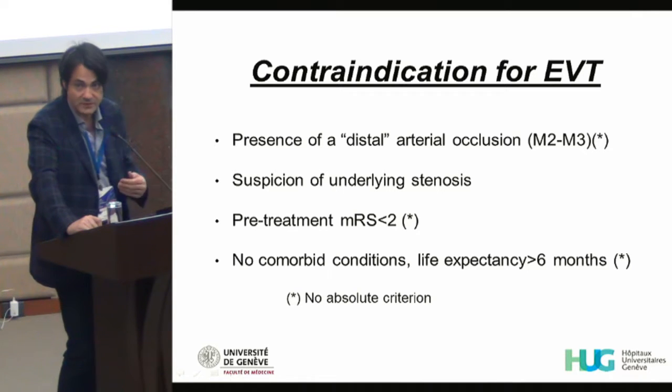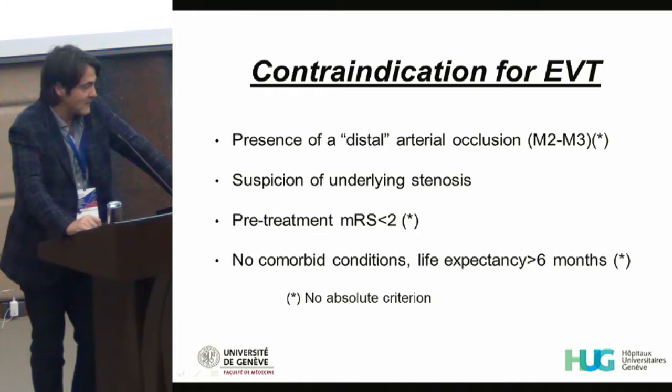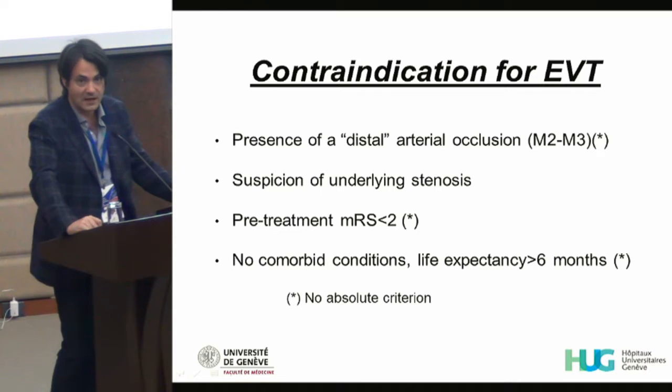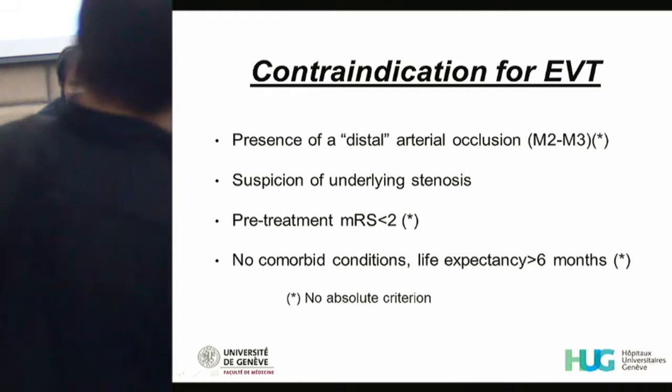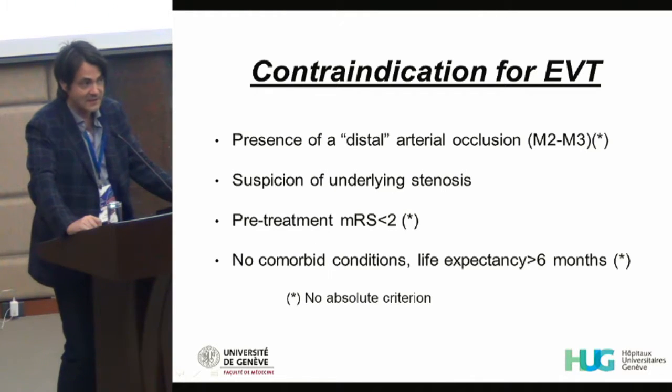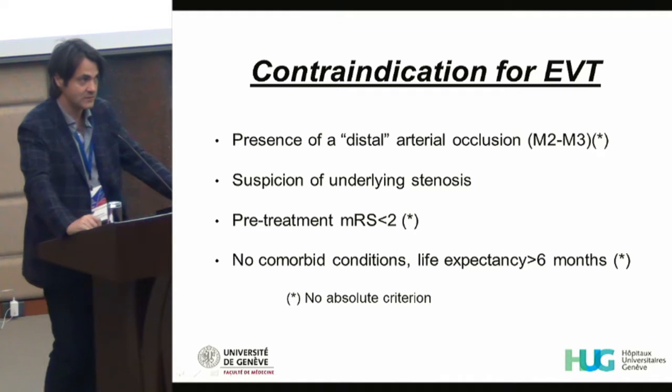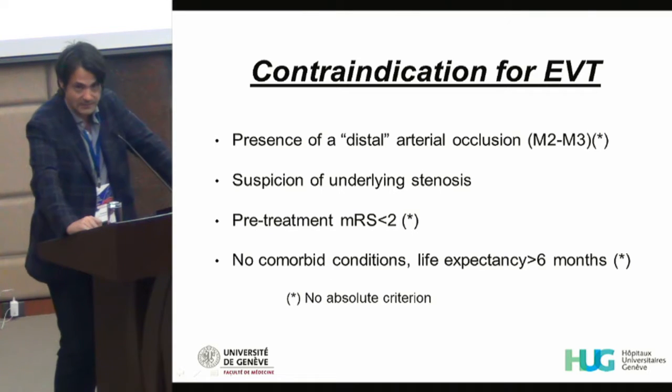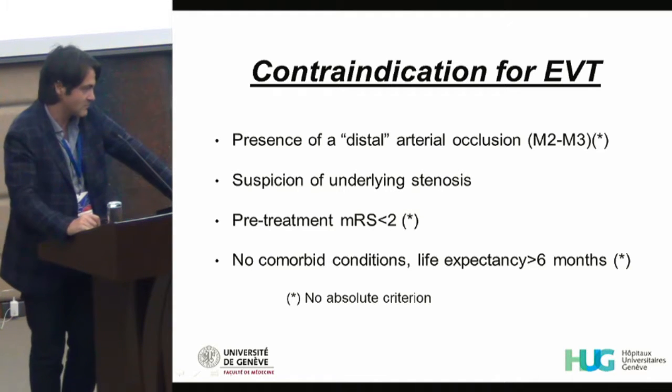If we don't know that there is an underlying stenosis, as very often happens in real life, because it's not so easy to make a diagnosis of stenosis, in that case we still go and offer thrombectomy. But once we realize that there is an underlying stenosis, in that case we switch technique and consider performing angioplasty and eventually stenting, but with a normal stent, not a stent retriever.